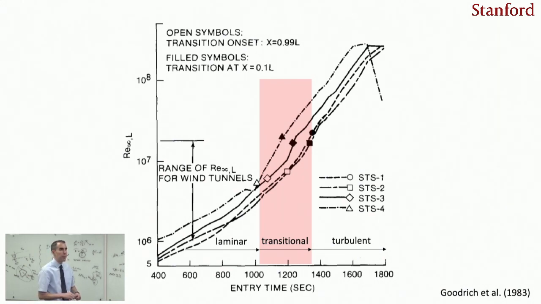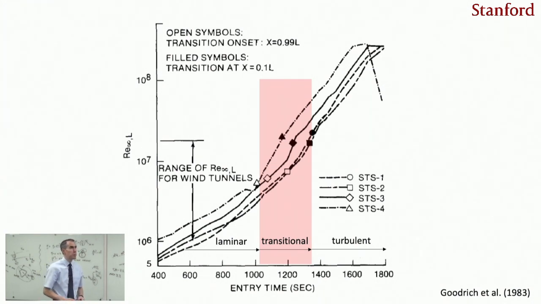So you can see that at the beginning, right, the flow is laminar, and then it reaches a critical Reynolds number in the ballpark of a few millions, and then it transitions, and then it becomes turbulent. So the transition used to happen after 1,000 seconds of starting the re-entry maneuver, and it lasted for about 300 seconds.